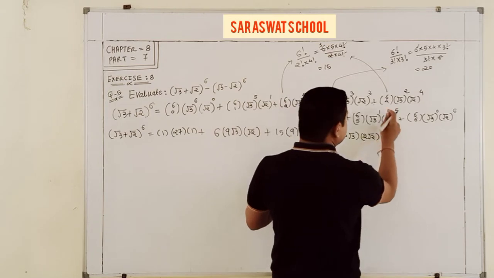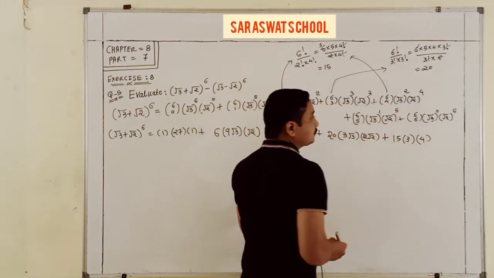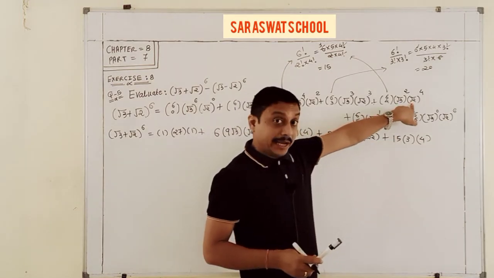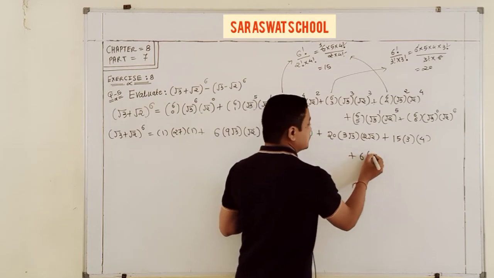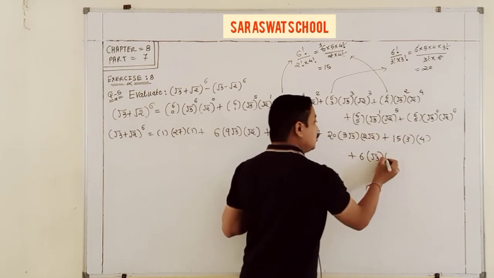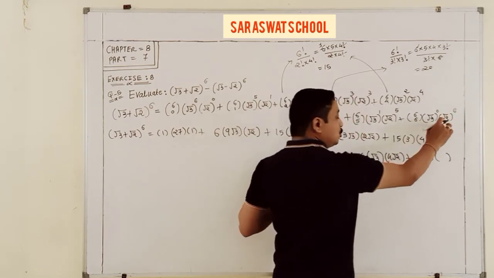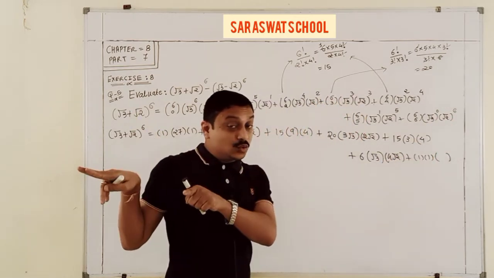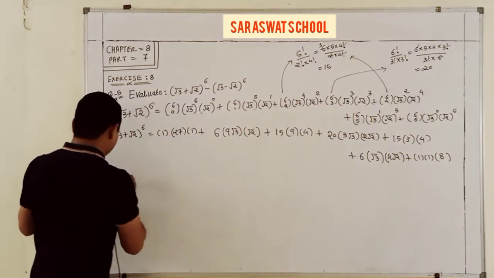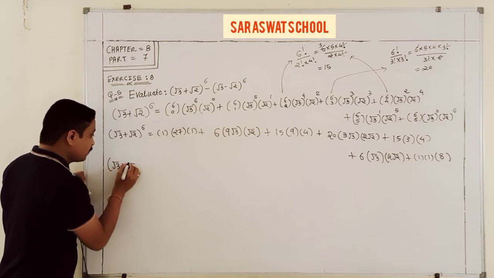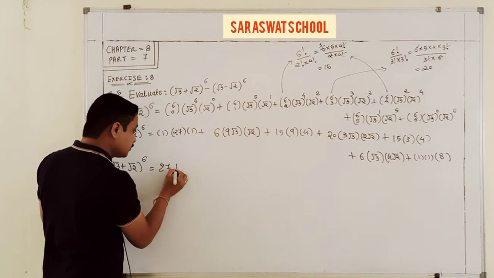Next 6C4 is the same as 6C2, here 15, 3 and that is 4, root 2 root 2 is 2 and again 2, it is 4. Now 6C5, which is 6, and here 4 root 2, and last 1. Root 2 six times, 2 to the 3, that is 8. So you are getting the value of (root 3 plus root 2) to the 6th power.